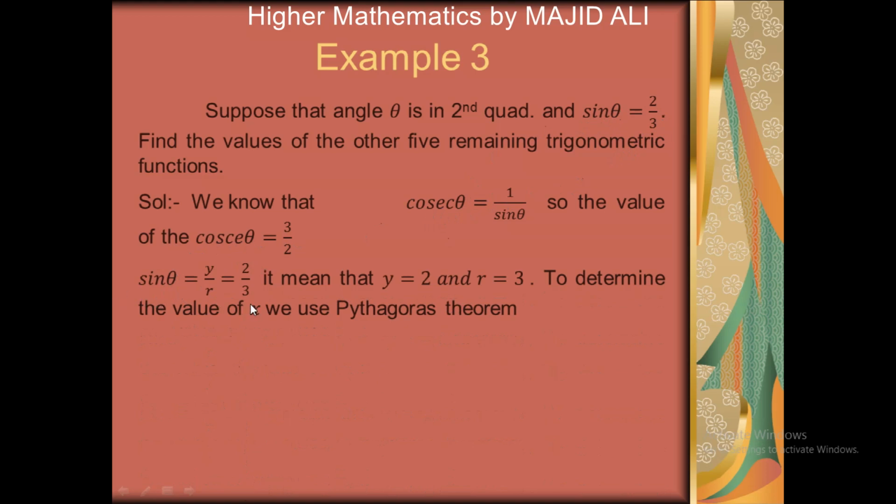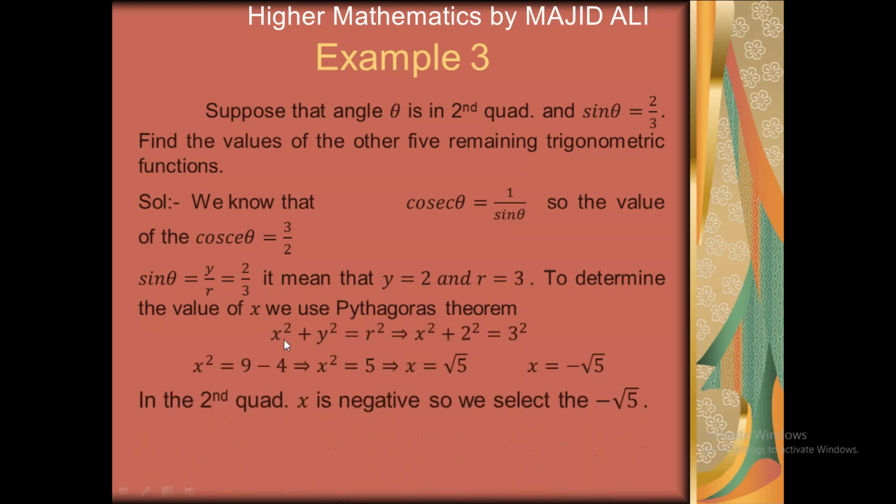By comparing, sine theta, which is equal to y over r, equals 2 over 3, it means the value of y is 2 and the value of r is 3. This is by using the Pythagoras theorem, x square plus y square equals r square, or the distance formula.